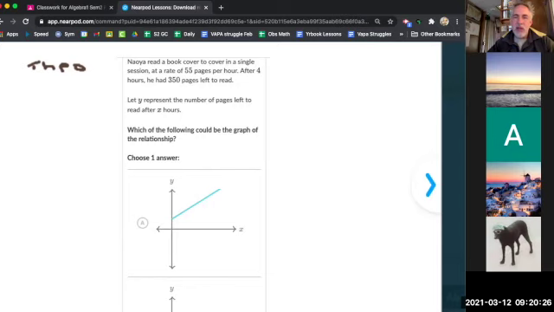So first of all, you've got to understand the graph. I would label it, so go ahead, everybody label the graph. X is always time. Whenever time's involved, your X axis is going to be related to time.